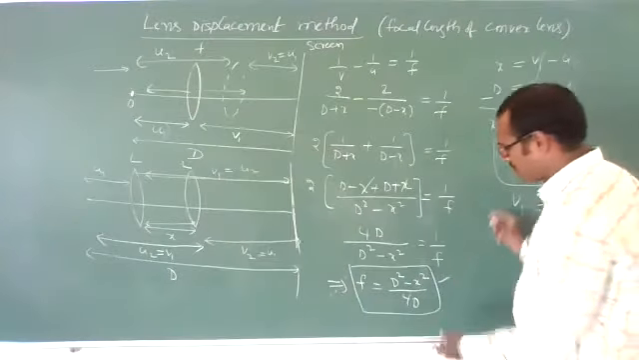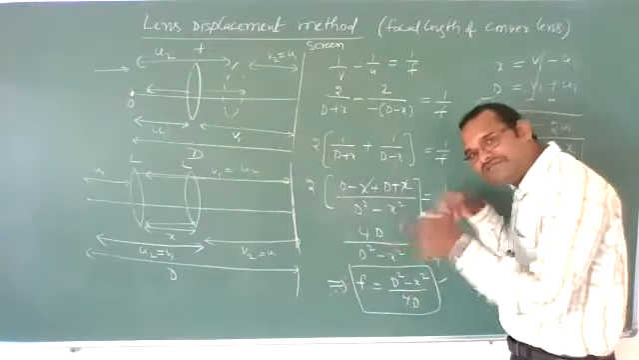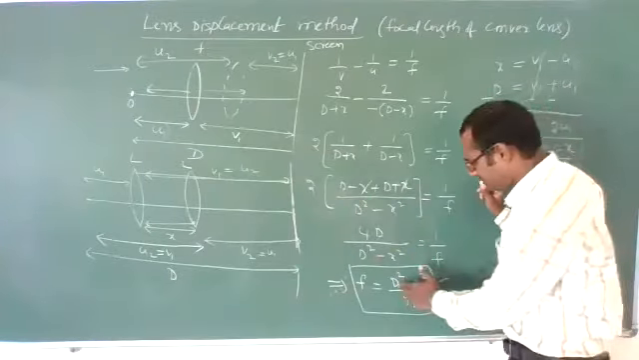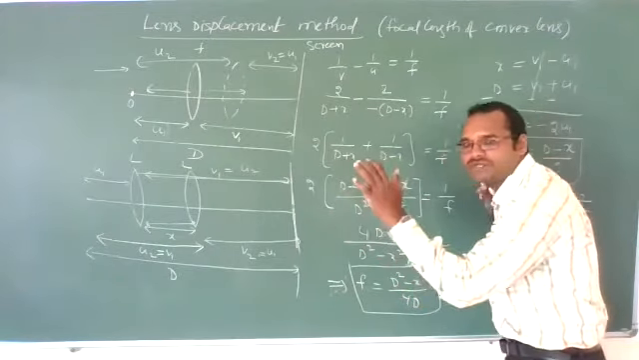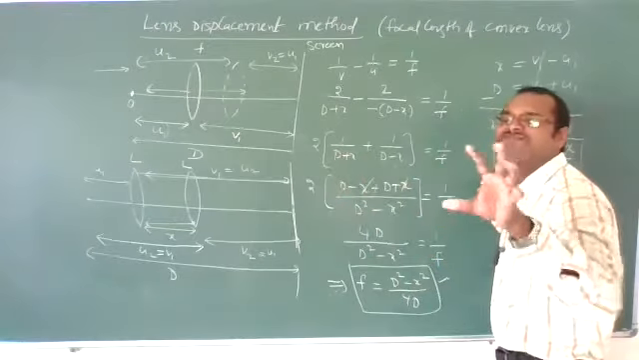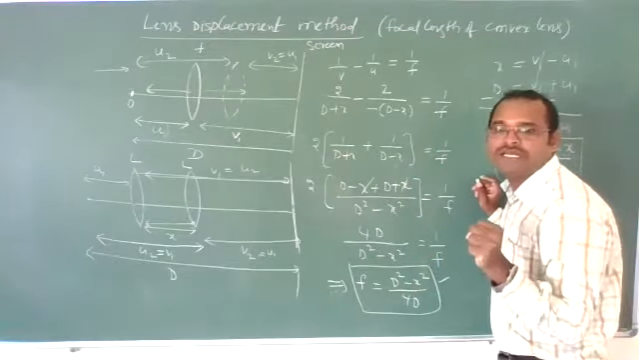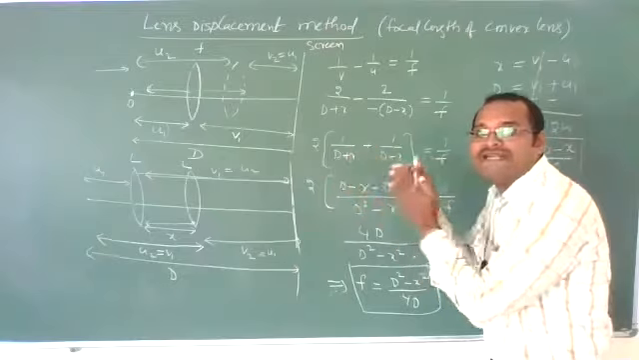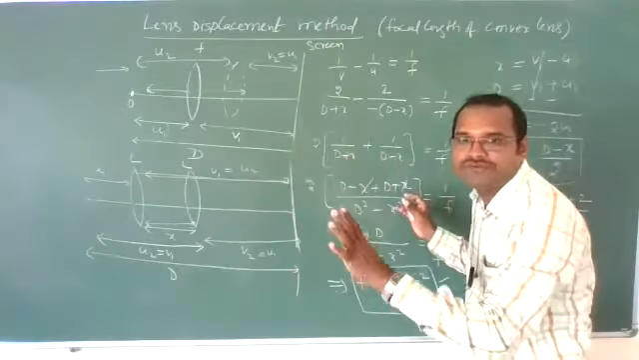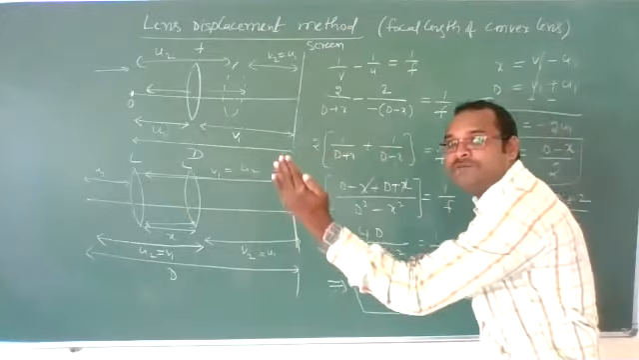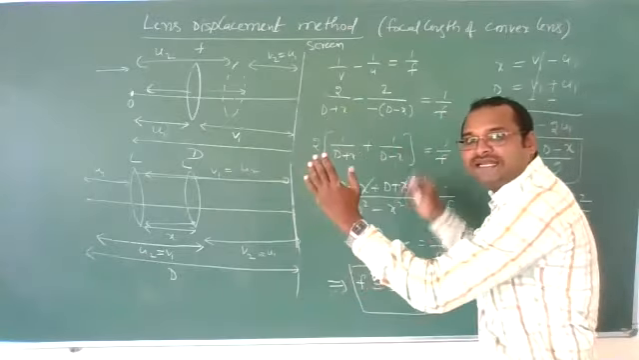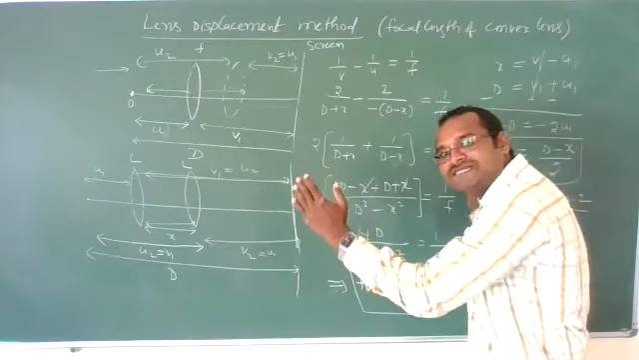Now everything is known. D is a fixed value that we will decide while doing the experiment, more than the focal length. It is your wish how much you want to keep. Let us imagine rough focal length is 10 centimeter. Then the capital D value you should keep more than 40; 45 you keep, better. Then from that point you keep a lens, and at 45 centimeter you keep a screen.